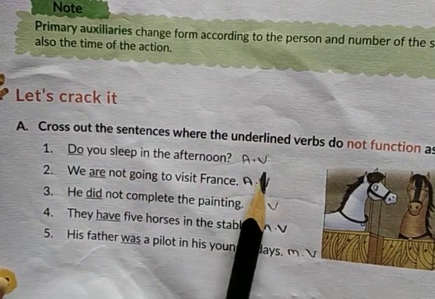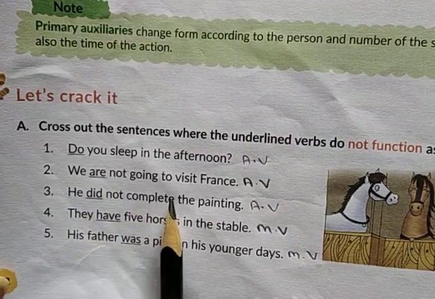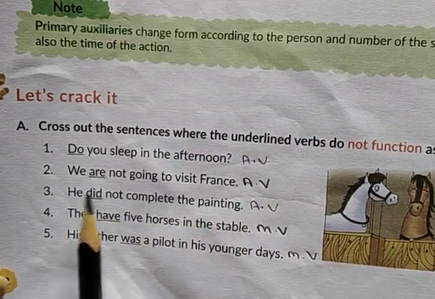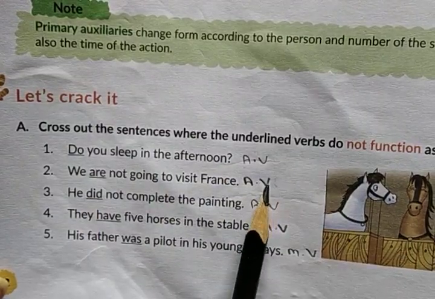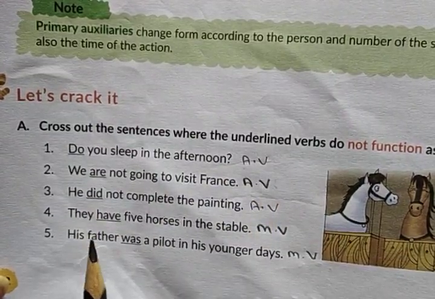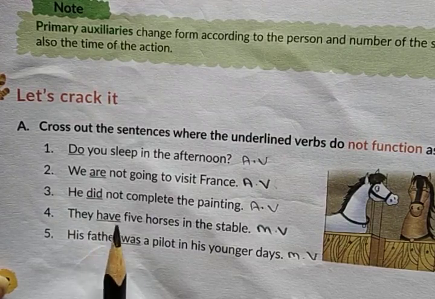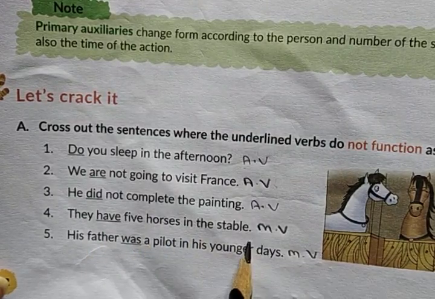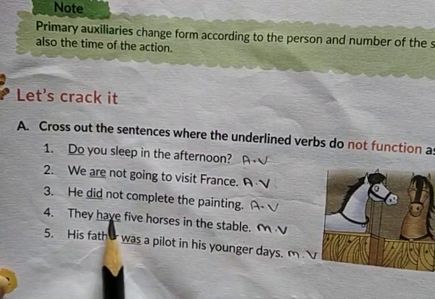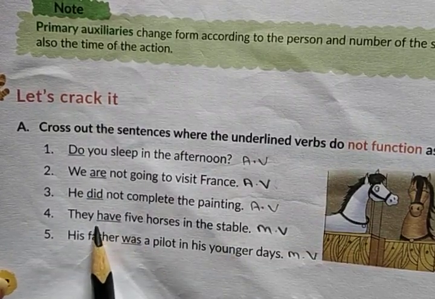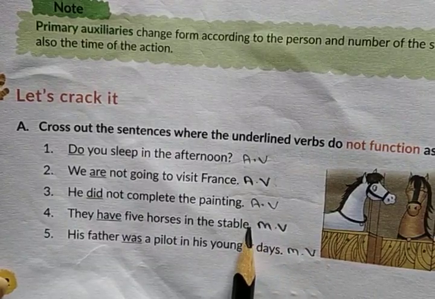I have written the short form. We are not going to visit France. Again you see "are" is acting as a helping verb, that is, an auxiliary verb. Now in question 4, they have 5 horses in the stable. We don't have any action words, so "have" in this sentence acts as the main verb.